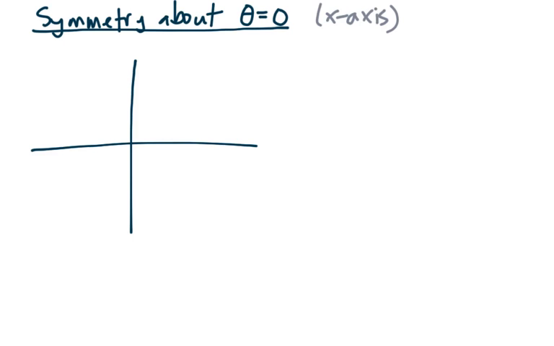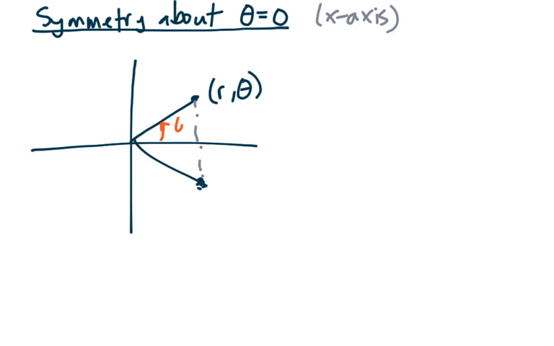Now, if we've got a point here, it has polar coordinates r comma theta. Symmetry about the x-axis means that I'm going to have a point on the other side of the x-axis. It means that the distance from the x-axis will be exactly the same, but in the opposite direction. So you're going to end up with a point down here now. And we need to be able to describe this point in terms of its relation to r comma theta.